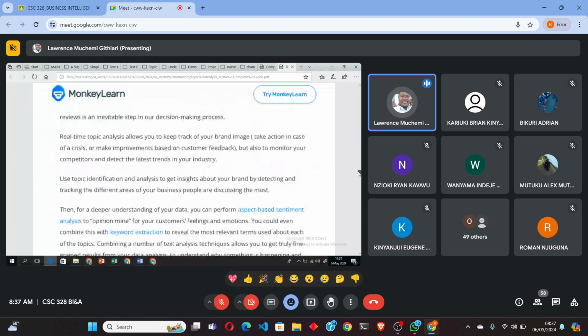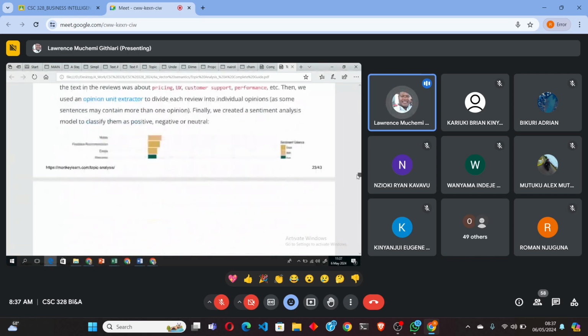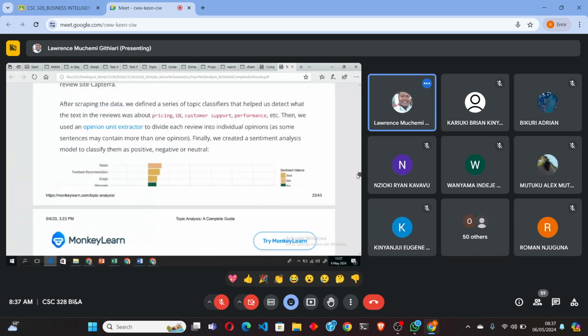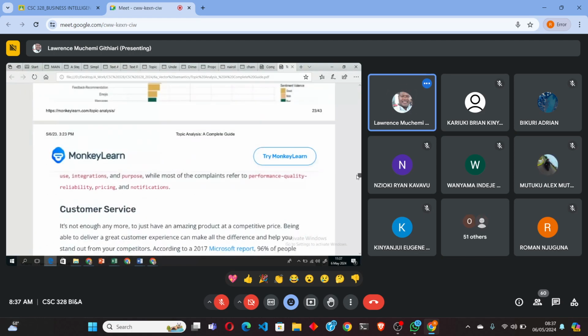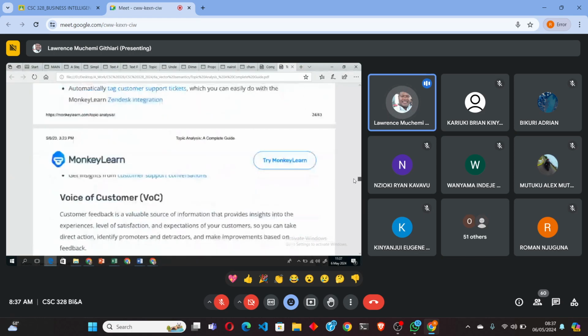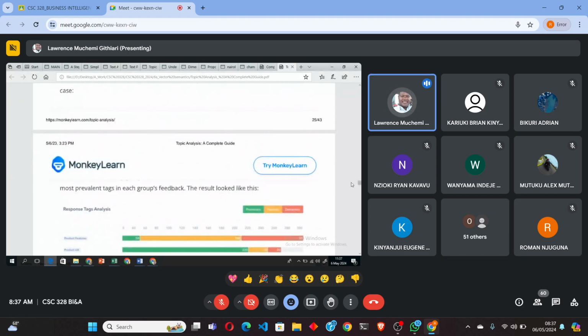Then there's brand monitoring. They've explained how to do it. And here there's an example. They have shown this, customer service and all that. So please make sure you read that. That's what we did last week. Now, for this week, what I want us to do is not very different from that, but let's look at what's remaining.